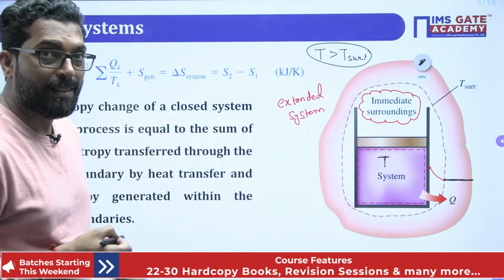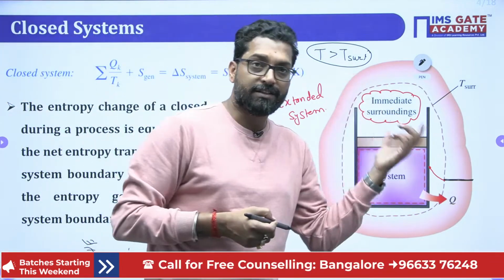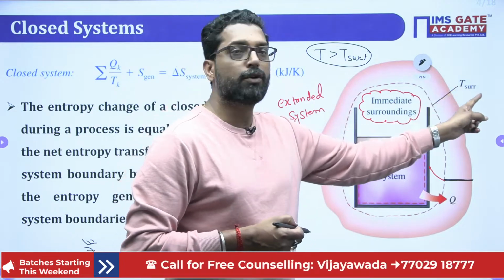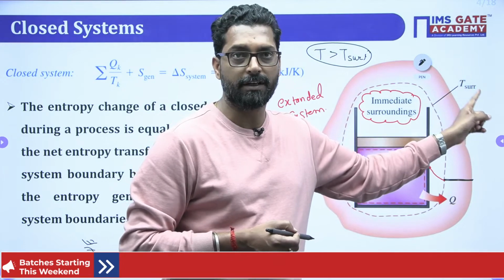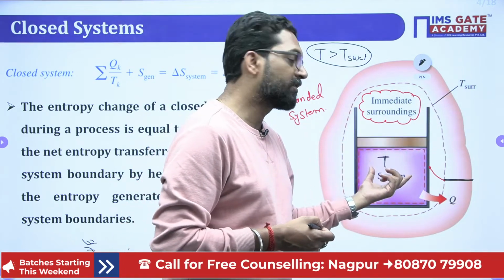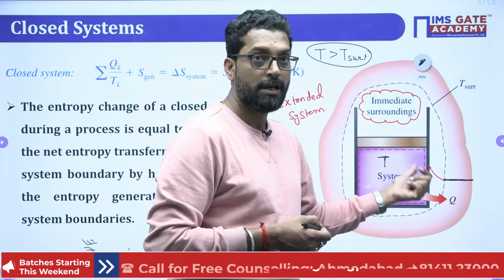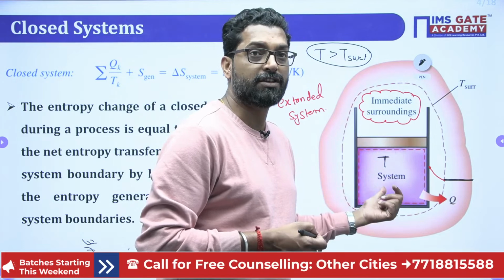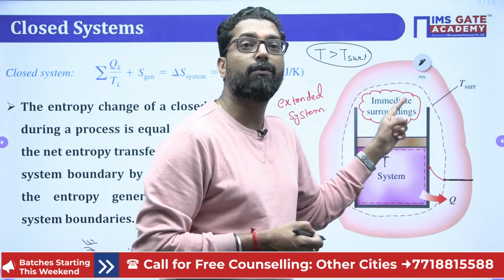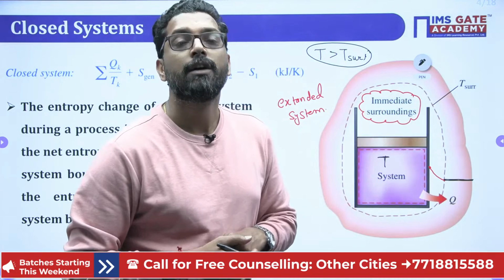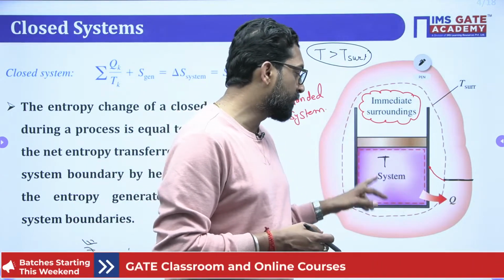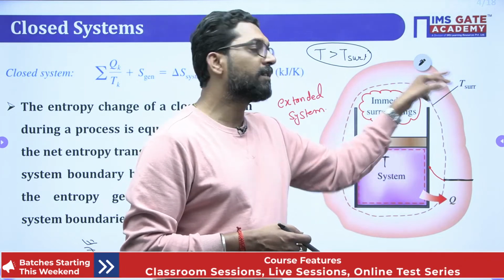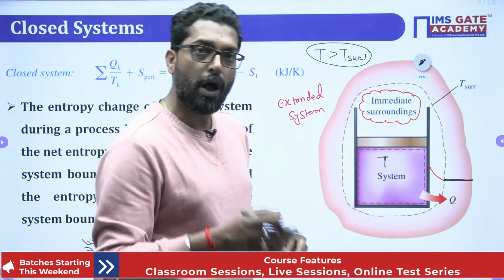So we have to apply the entropy balance for the extended system. For the extended system, you always put the surrounding temperature. If you want the entropy change of the system, you can put the temperature of the boundary. If you want the total entropy generation, you put the temperature of the surrounding. So for the entropy generation of the system, put temperature T, and for the total entropy generation, put the surrounding temperature.